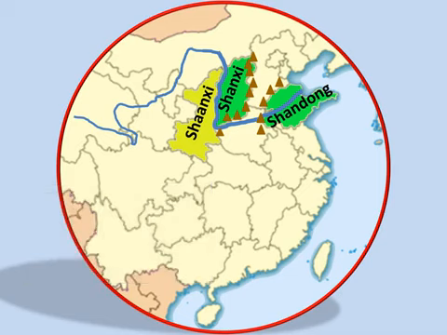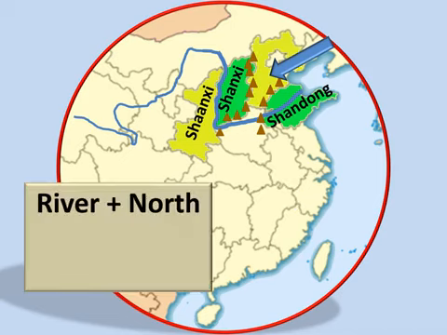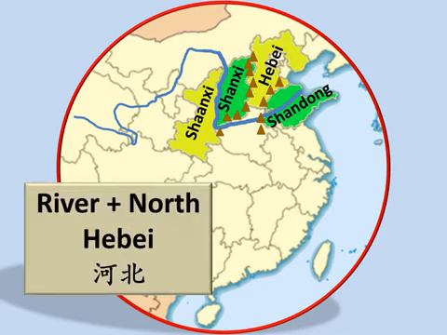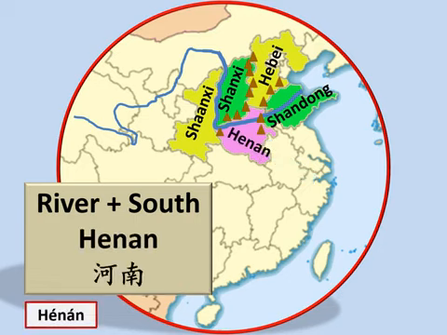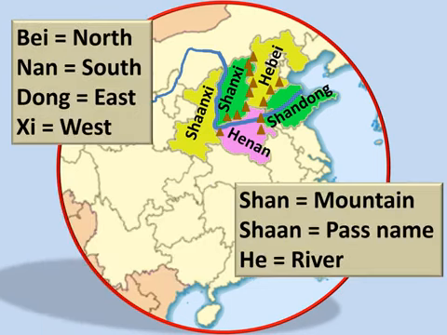Observe the unlabeled provinces to the north and south of the river. River plus north produces 河北, the name of the province to the north of the river. Combining river and south gives us 河南, the province south of the river. Consider the words we have learned so far. You can see how they are used to name the illustrated provinces.